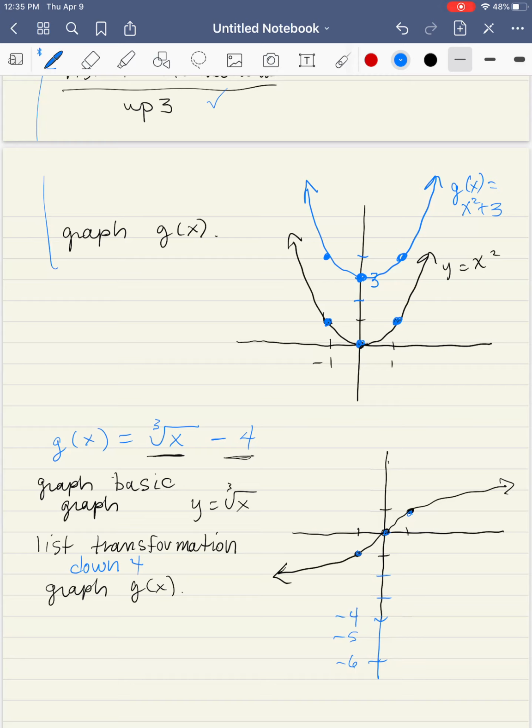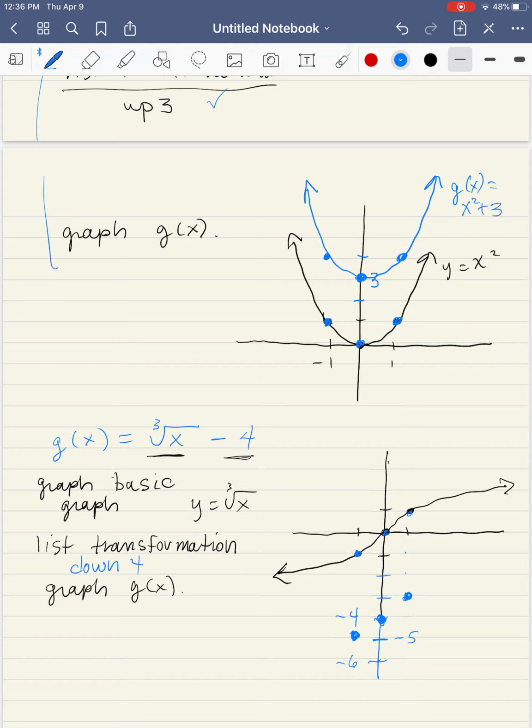All right. So 0, 0 moves down 4 units to negative 4. 1, 1 moves down 4 units. And then this point moves down 4 units. That's right, smack on top of my number here, negative 5.